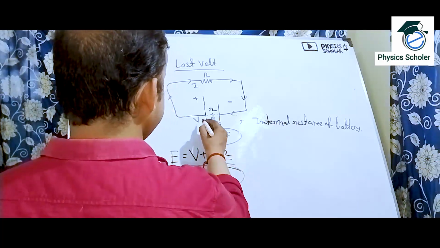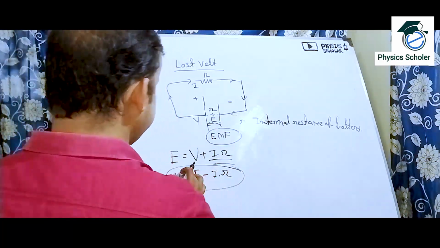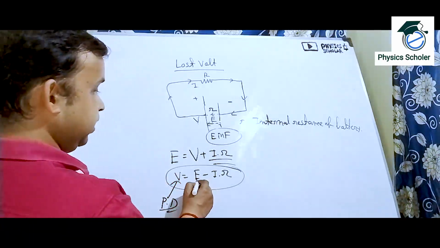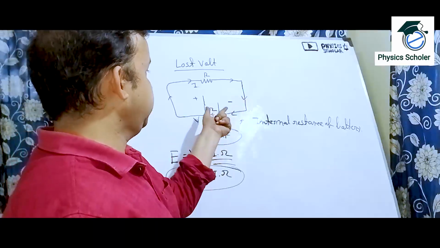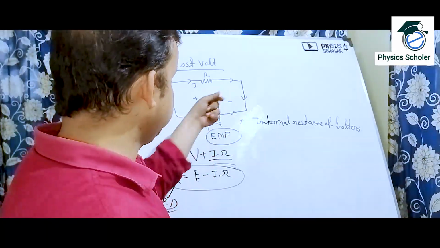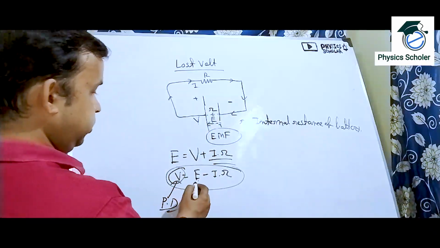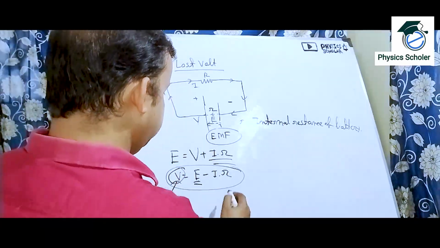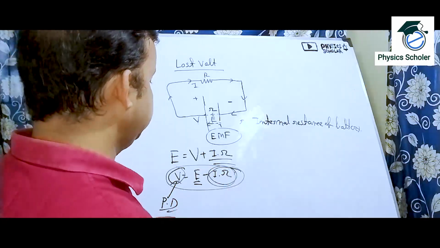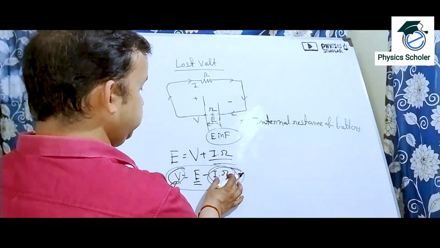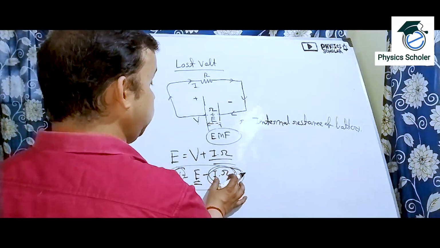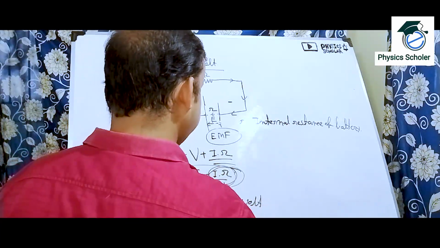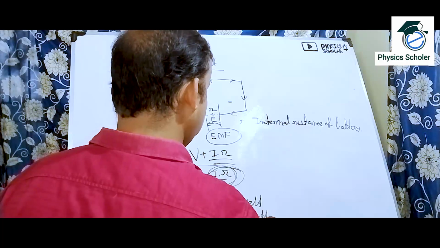So that means the outside voltage, the potential difference, is lesser when it is connected to the outer circuit. When the two terminals of the battery are connected to the outer circuit, then the potential difference is lesser than the EMF of the battery. Why? For this. This is known as the lost volt of the battery.